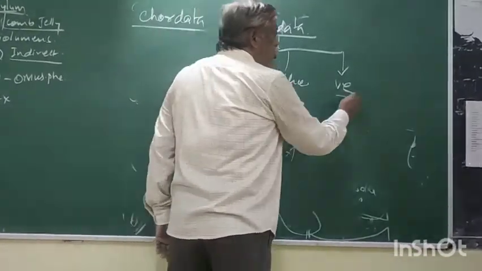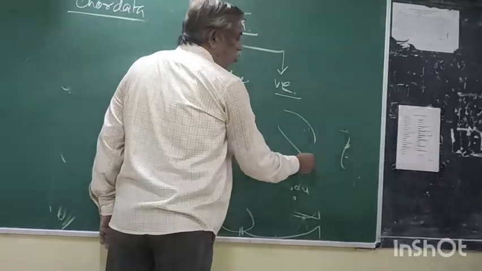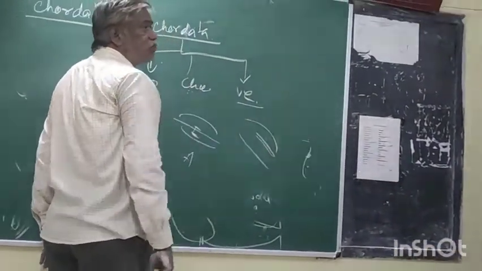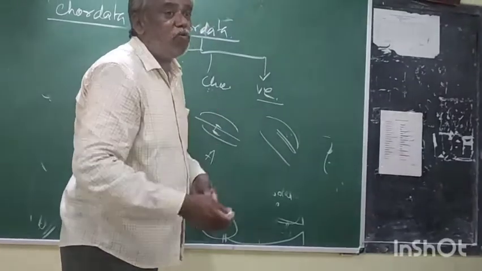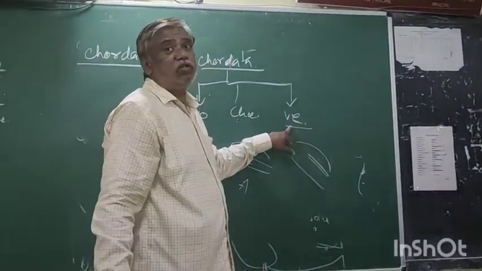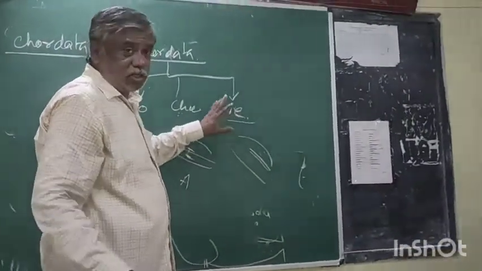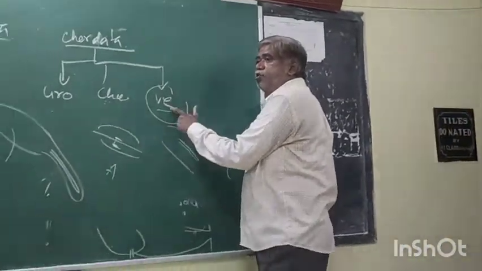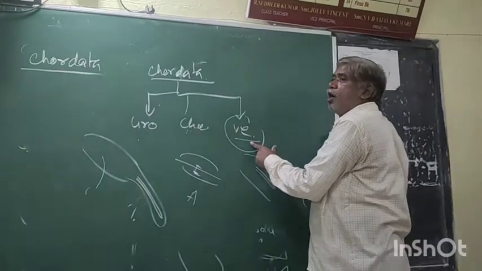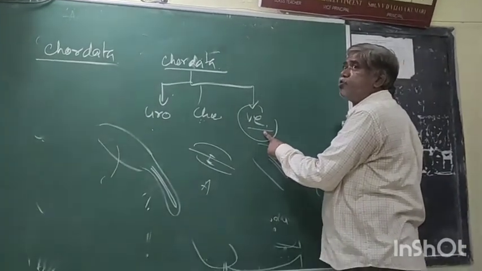Alright. Now come to the vertebrates. In vertebrates, the notochord is present only in the embryonic stage. When it comes to the adult, it is replaced by the vertebral column. Hence, it is called vertebrata. Why is it called vertebrata? Because the notochord is replaced by the vertebral column.